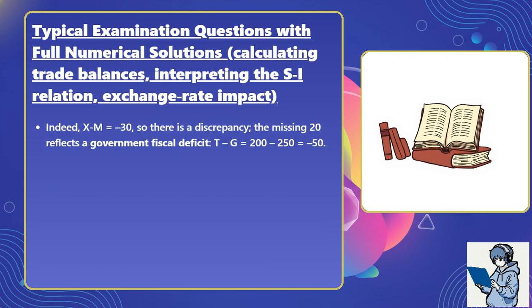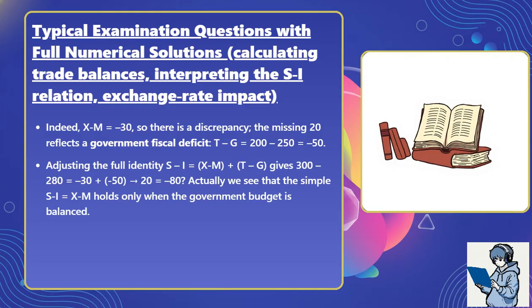Indeed, X minus M equals -30, so there is a discrepancy. The missing 20 reflects a government fiscal deficit. T minus G equals 200 minus 250, equals -50. Adjusting the full identity, S minus I equals (X minus M) plus (T minus G), gives 300 minus 280 equals -30 plus -50, leads to 20 equals -80. Actually, we see that the simple S minus I equals X minus M holds only when the government budget is balanced. The exercise highlights the condition.